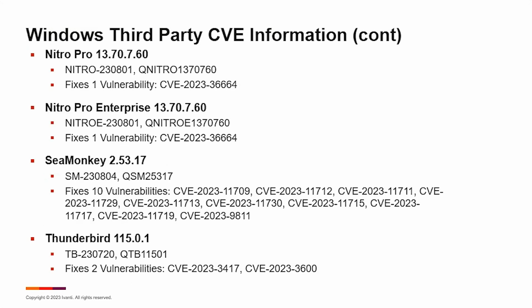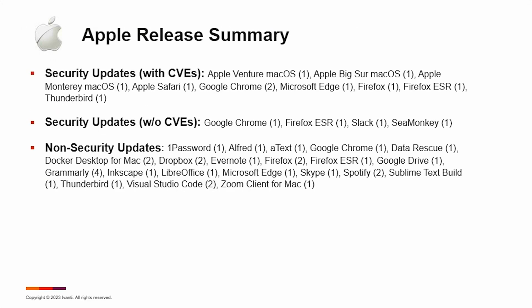Nitro Pro and Nitro Pro Enterprise received some updates there, resolving 1 CVE. SeaMonkey resolved 10 vulnerabilities in their latest update, and Thunderbird resolved 2 vulnerabilities. On the Apple side, there were a number of updates. As I mentioned, they did their regular update for macOS Ventura, Big Sur, Monterey, and Safari, and then third parties from Google Chrome, Microsoft Edge, Firefox, Firefox ESR, and Thunderbird were all updated.